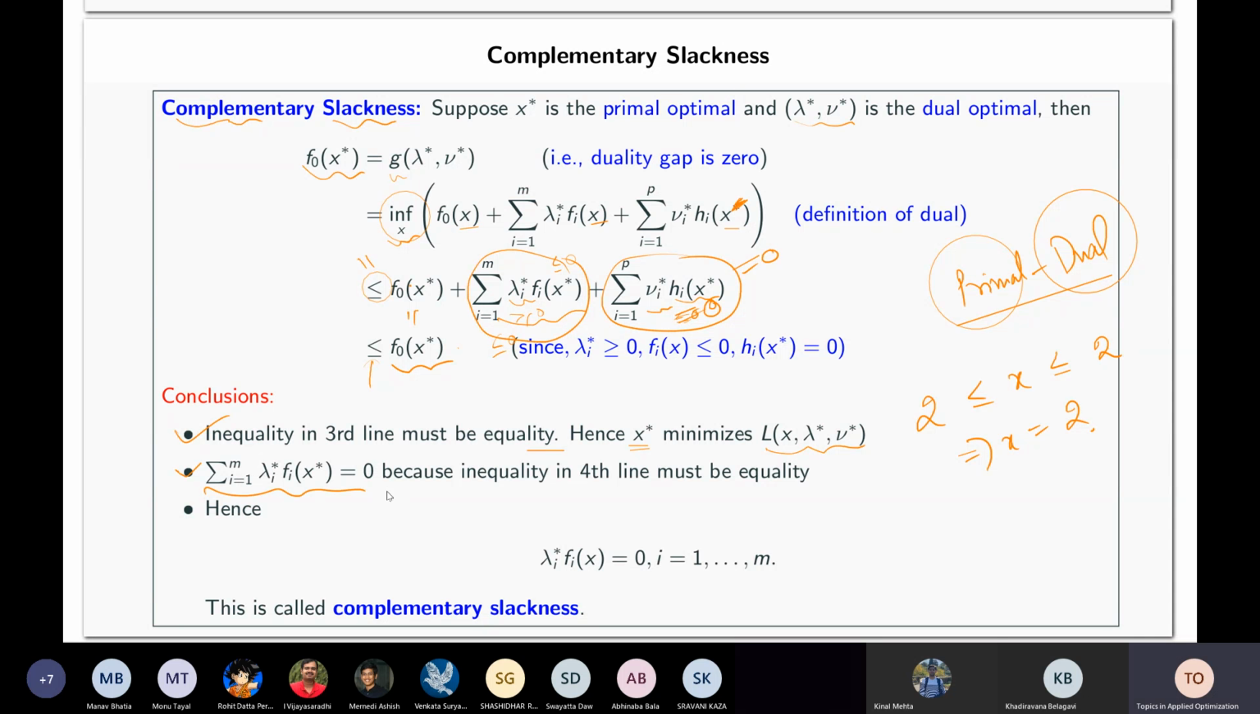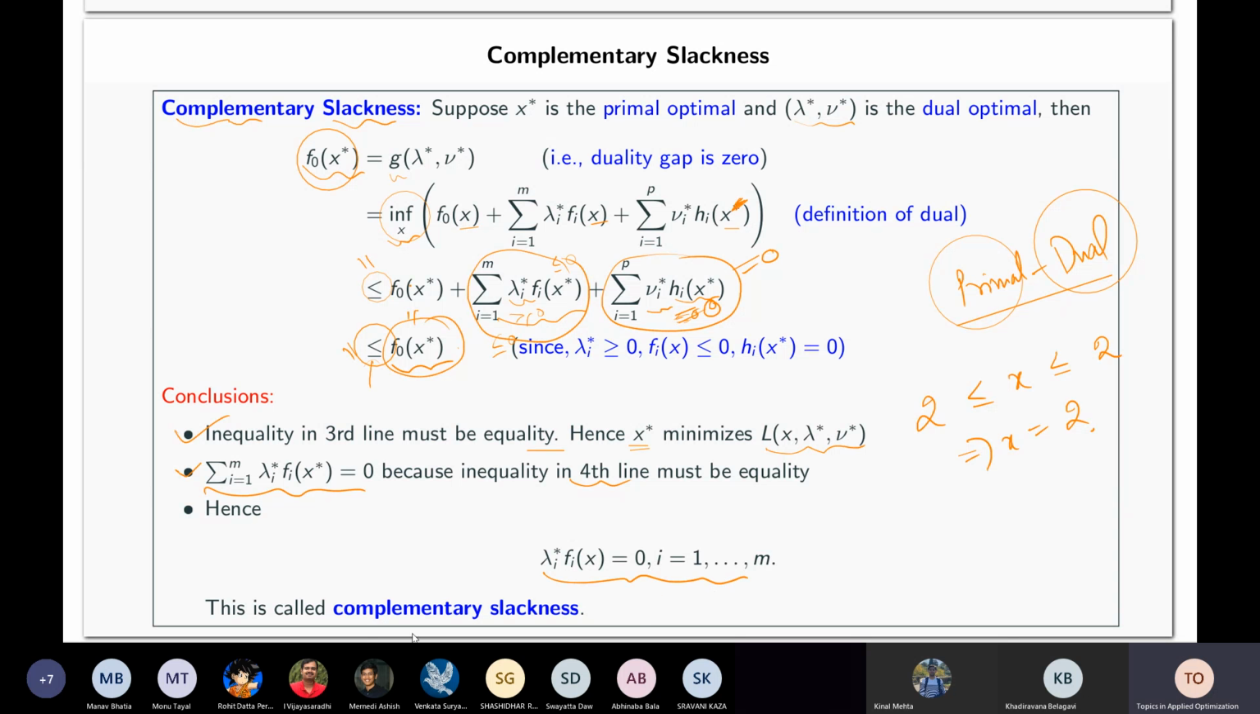So this guy must be 0, because all intermediate inequalities must be equalities, because you started with this and you ended up with this guy. So any inequality that you have will also be an equality. This forces this guy to be equal to 0. It cannot be less than 0, otherwise it will force a strict inequality. So this must be equal to 0, and this forces us to have this.